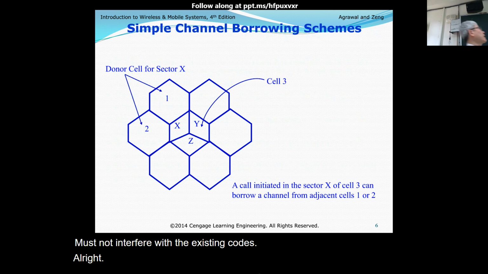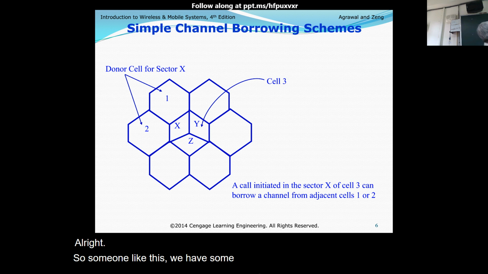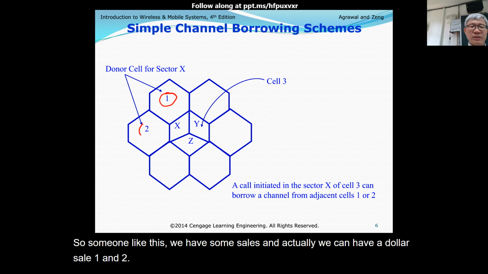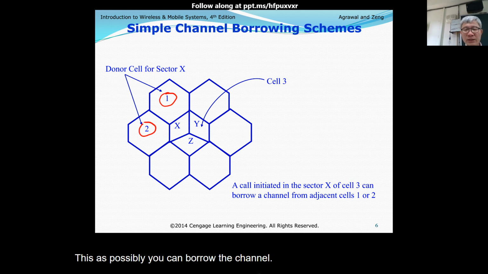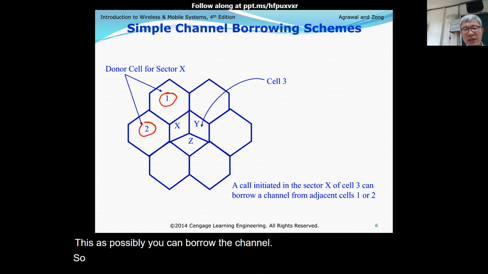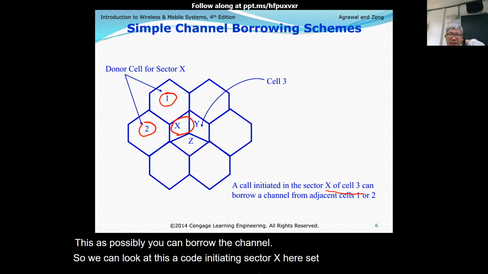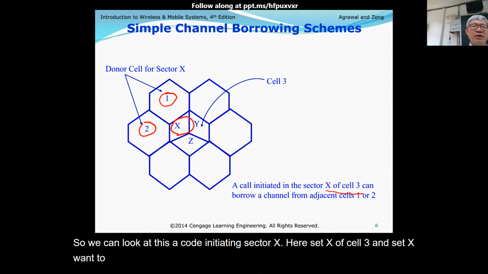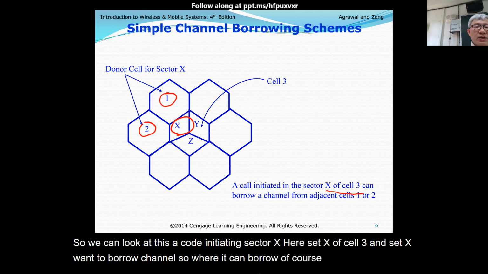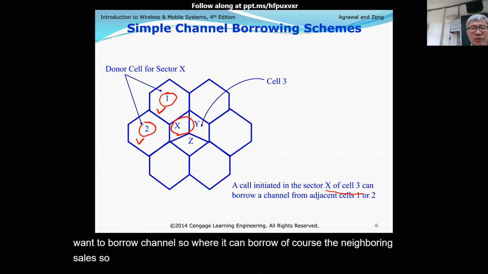So something like this. Here we have some cells, and we can have donor cell 1 and 2, from which you can possibly borrow the channel. We can look at a call initiated in sector X of cell 3. Sector X wants to borrow a channel, and it can borrow from the neighboring cells, including cell 1 and cell 2.